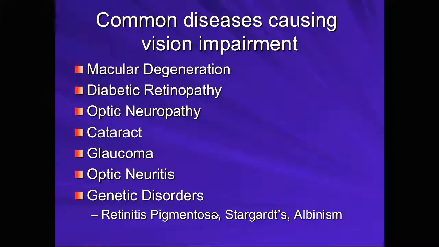What are some of the common diseases that cause vision impairment? Many of you have already heard of macular degeneration or diabetic retinopathy, glaucoma, optic neuropathy. And there are other inherited disorders as well, such as retinitis pigmentosa. So those different diseases will present different types of vision impairments that we'll address in a little bit.